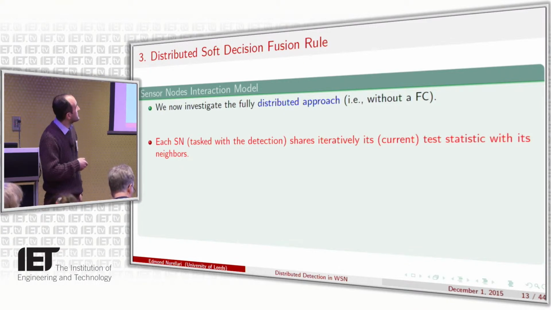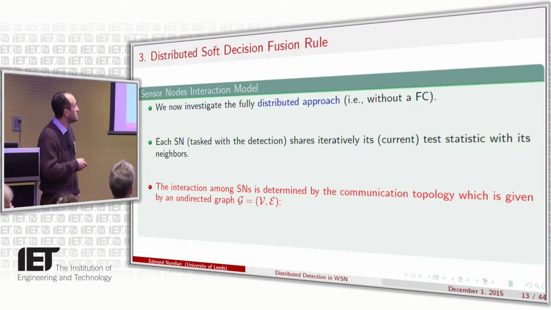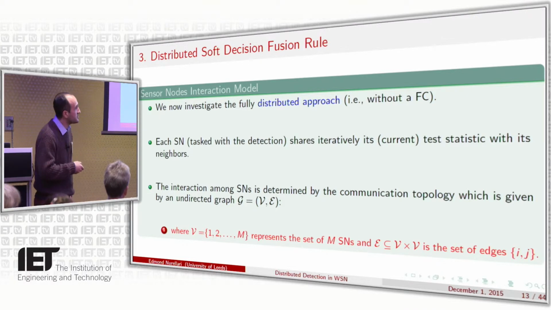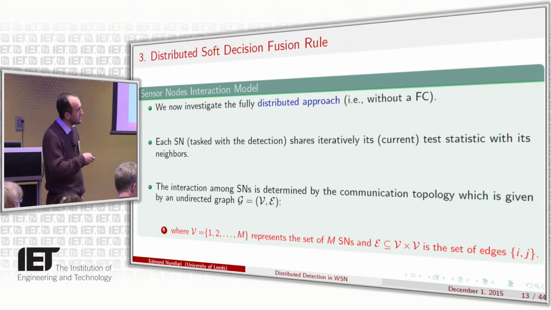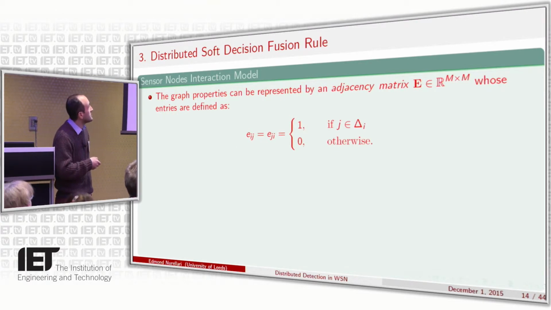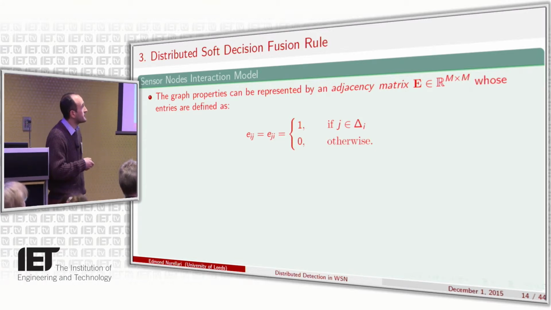So there is no fusion center. Each sensor node is tasked with the detection, and they iteratively share the current test statistic with its neighbors. So we grabbed some tools from graph theory, which we model the interaction among sensor nodes by an undirected graph, where capital V represents the set of M sensor nodes, and epsilon is the set of the edges ij. So you can capture the graph properties by an adjacency matrix, where if that entry in that matrix is 1, it says there is a connection between the sensor nodes. If it is 0, then there is no connection.